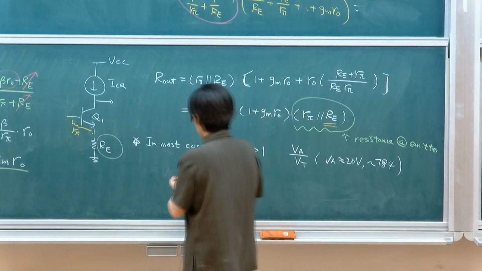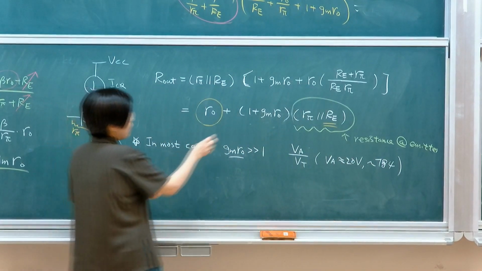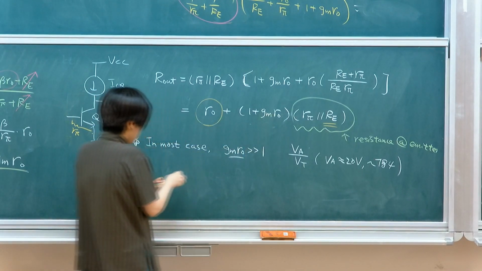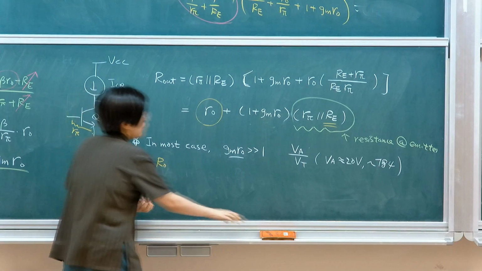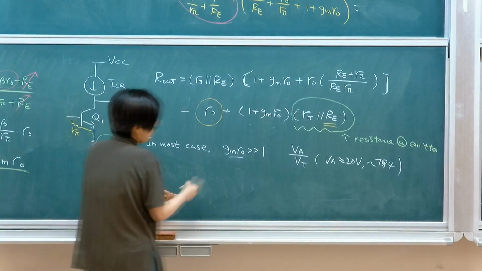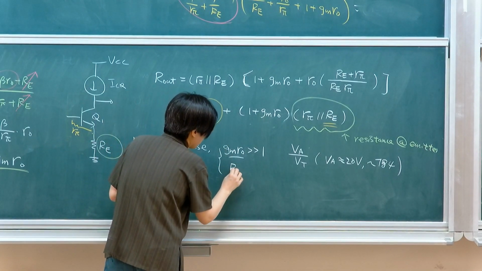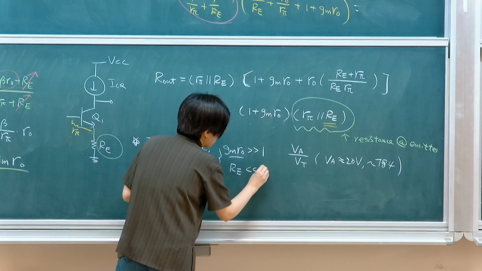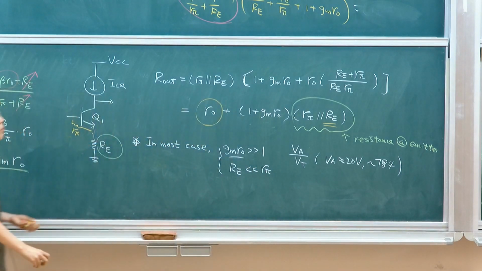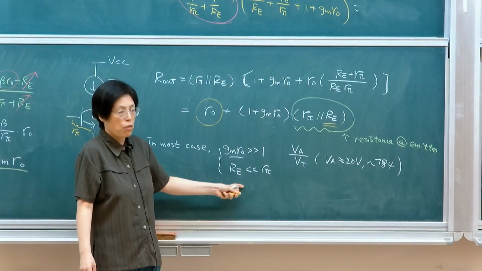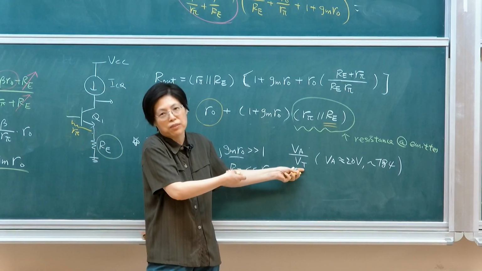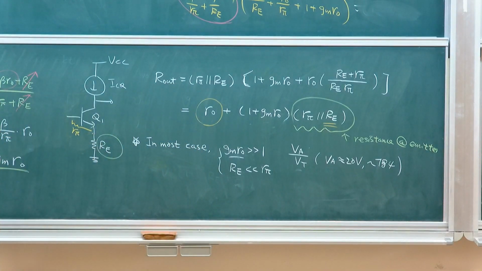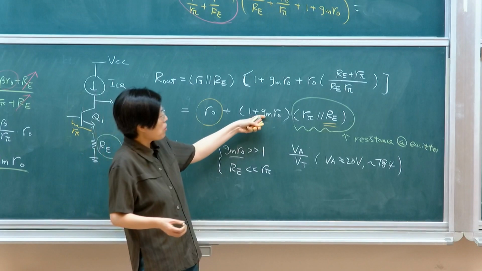So in most cases, you can simplify your equation, since this is much larger than this. So in most cases, R out can be simplified. And again, two things. In most cases, RE is smaller than R pi. This is mostly true. So this is when you're designing your circuit for emitter degeneration. The other is that you're not using a very poor device, for example, with a very low early voltage. Typically, this is a very large number.